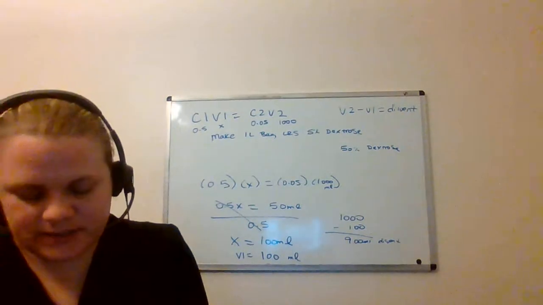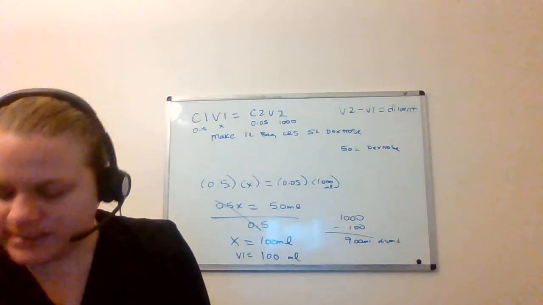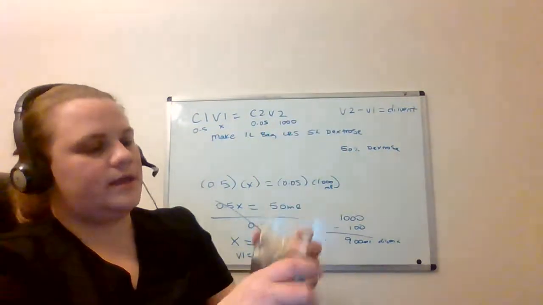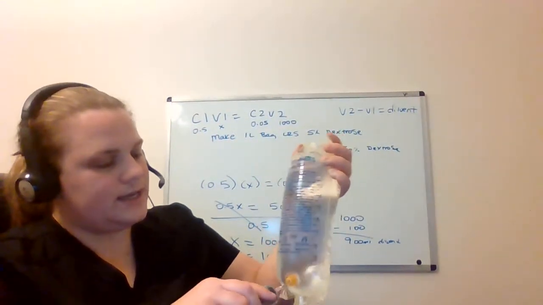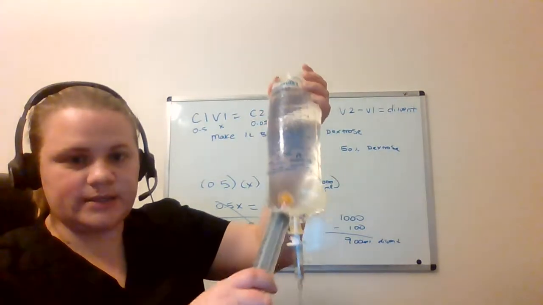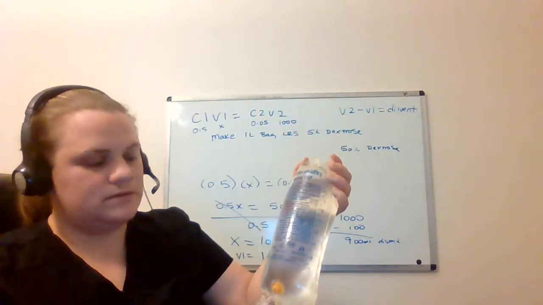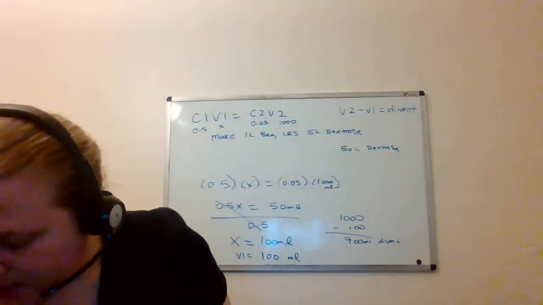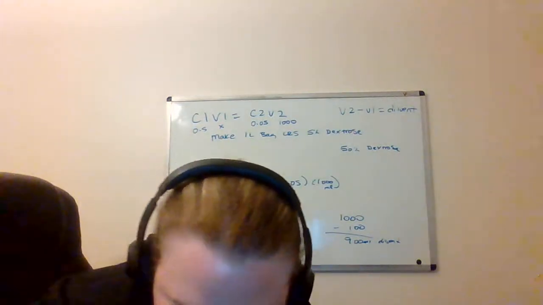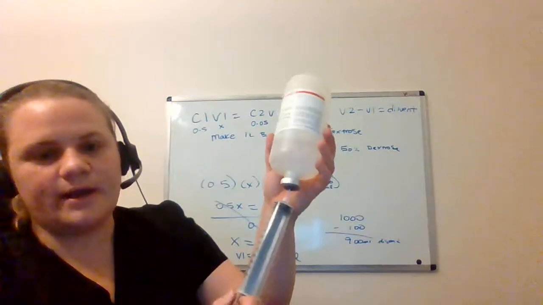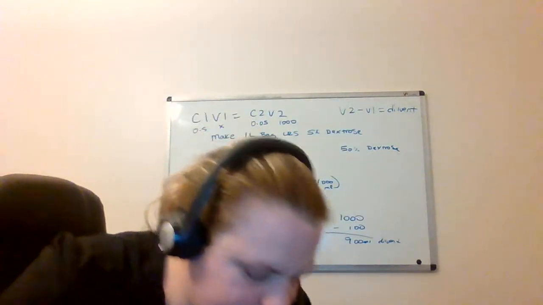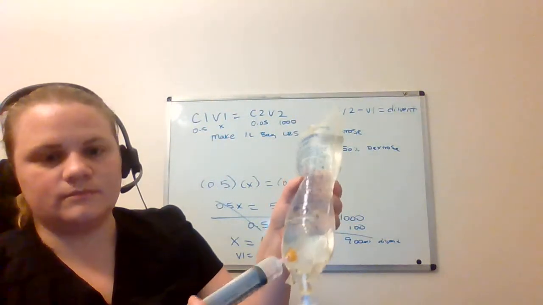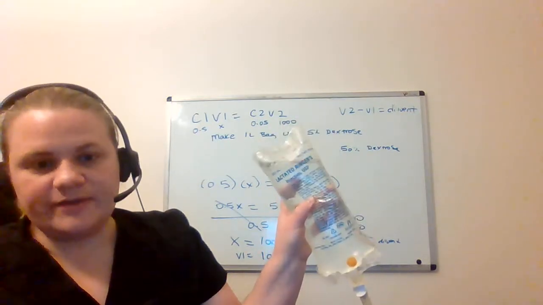So in a real life scenario, what we would do is we would take our 1 liter bag, we would grab our sterile syringe, and we would actually take out 100 mLs. So you would take out your 100 mLs, dump that somewhere, and then you would take your dextrose, and we would draw out the 100 mLs we needed from this and add it to our fluid bag. And then that's how you would come up with a 5% solution.